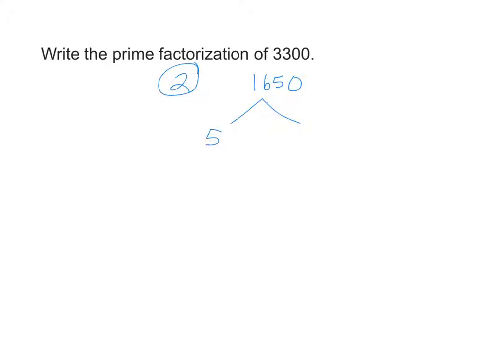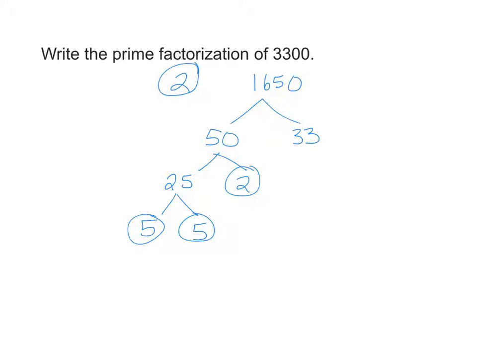50 times what? 33. Okay, is 50 a prime number? No. So 50 could be 25 and 2. Oh, 2's prime, isn't it? I'll circle that. 25 though. 5 times 5. And those are prime, right? 33 is not prime. It's 3 times 11. Both of those are prime. So this is it. We're done.